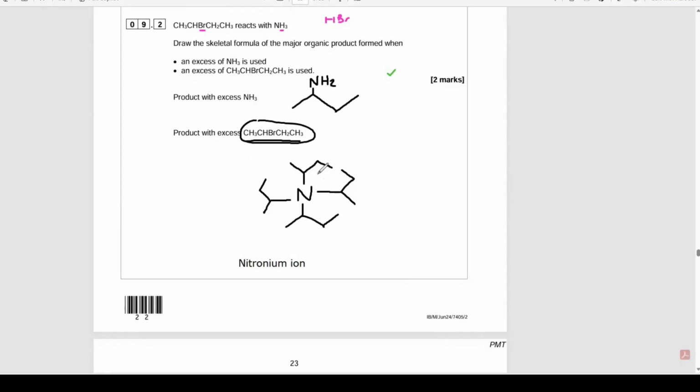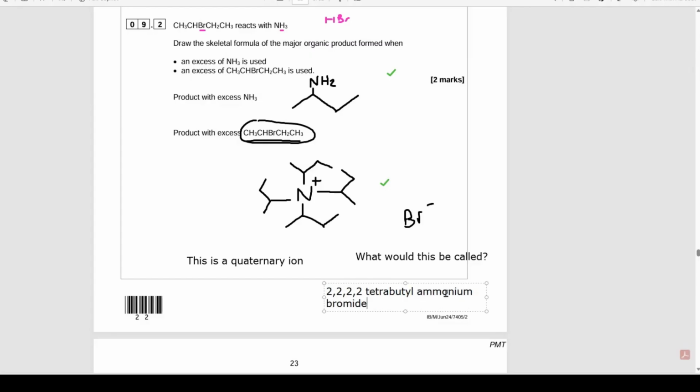And guess what? If you can think of the name for that, I'm going to try and name it really poorly, but I will attempt to name this. Okay, so what would this be called? You can put me up in the chat because I'm not sure this is correct, but yeah, I think this would be 2,2,2 tetrabutyl ammonium bromide. Okay, because you've got these butylamines, whatever they are, attached on the sides. Anyway, hit me up in the comments. Let me know if that's wrong. Let me know what the correct name for this quaternary ammonium ion is.